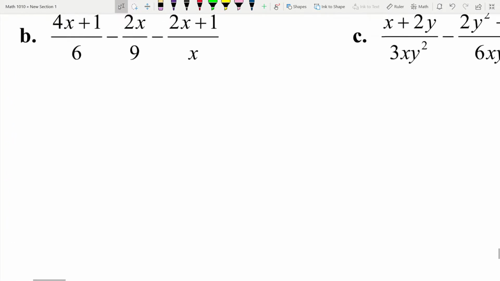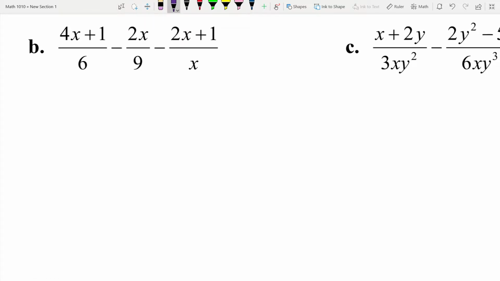Okay, question B. Common denominator. Numerically, start with the big number, 9. Does 6 go into 9? Everybody tell me. No. The next multiple of 9 is 18. Does 6 go into 18? Yes. Is that my full common denominator? Tell me that. What else do I need? An x. Just one of them.